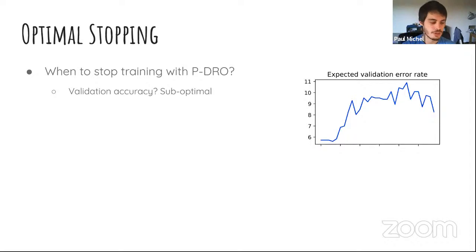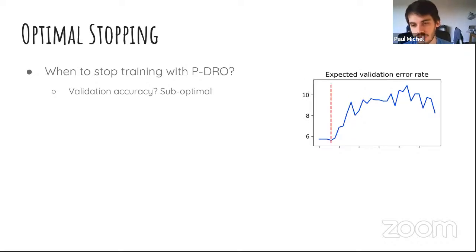So usually when you train a model with ERM, right, we are going to look at the accuracy on the validation data. And whenever this accuracy is maximal, we're going to stop training, right? So here the curve I showed is not accuracy, it's error rate, so lower is better. And this is the validation error rate of a model trained with PDRO. And as you can see, it actually reaches its minimum fairly early during training.